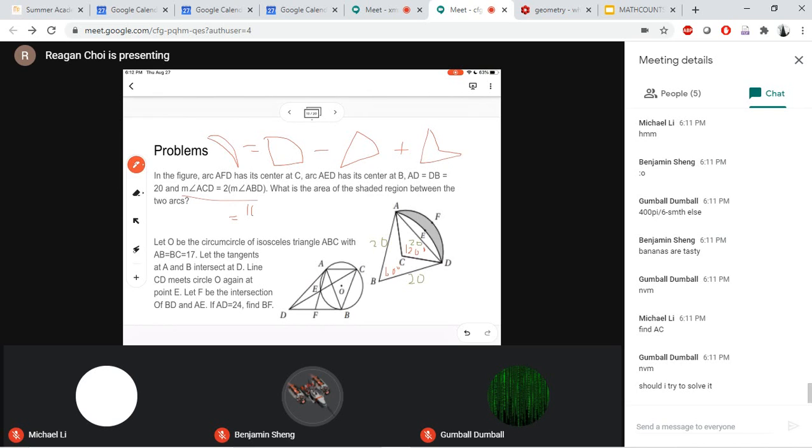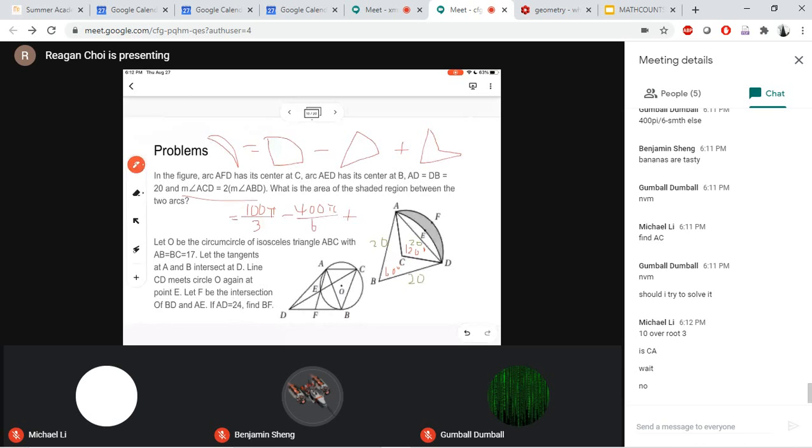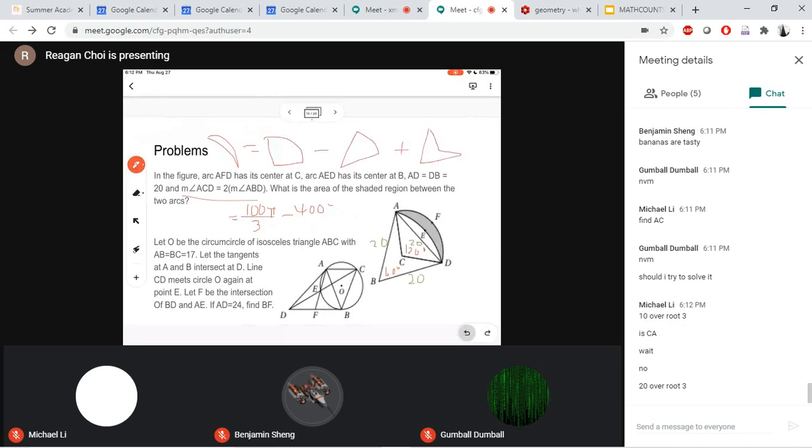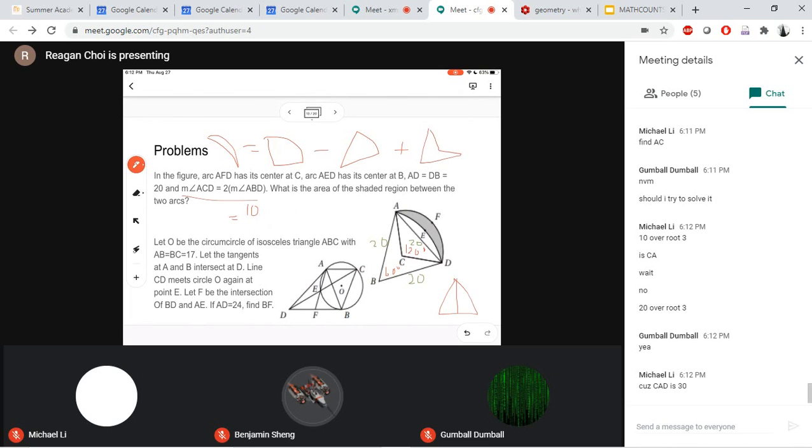100 pi over 3 minus 400 pi over 6 plus CA is, oh yeah, that's right. So you had 20 here, this is 10. So this length here is 2/3 of that, so 20 root 3 over 3. Because it's 30 degree angles and stuff.